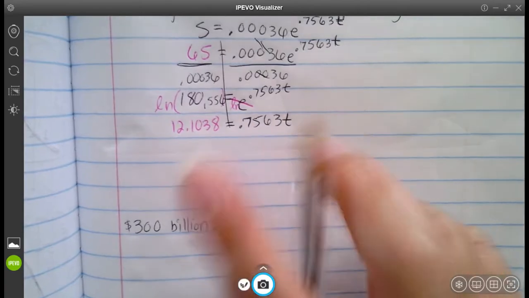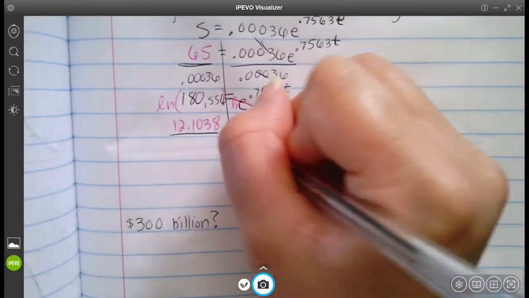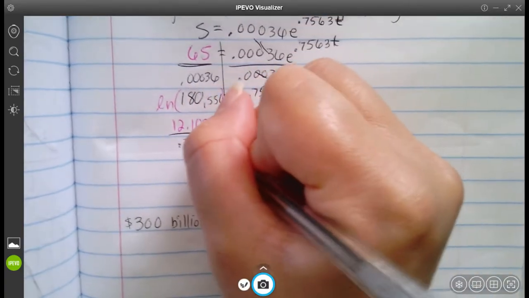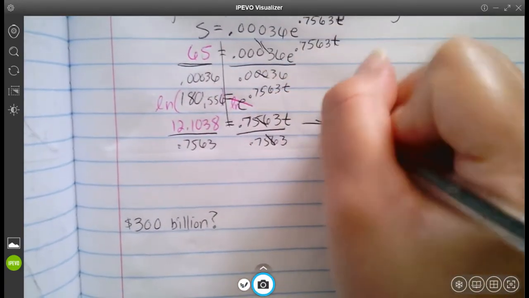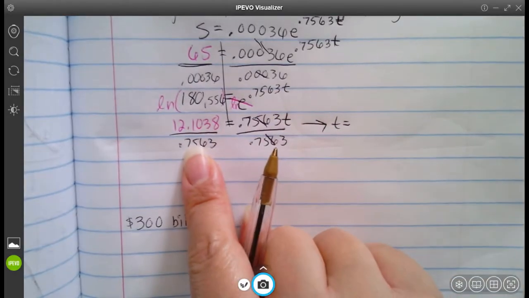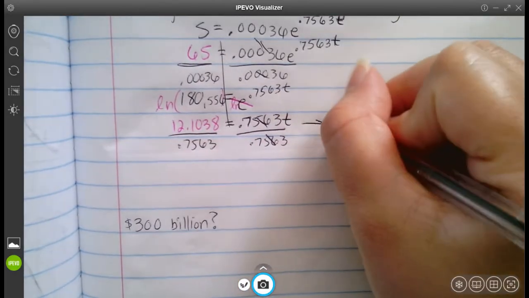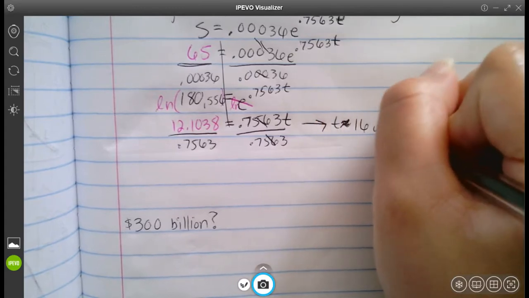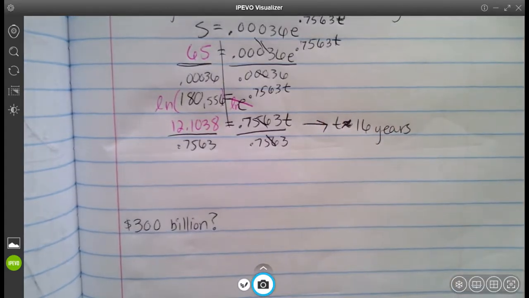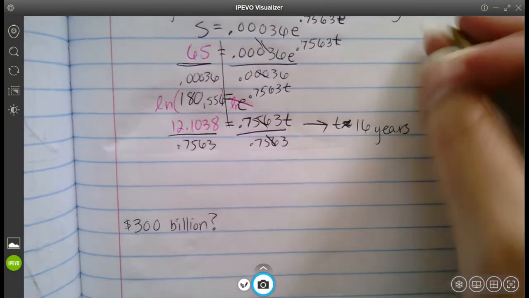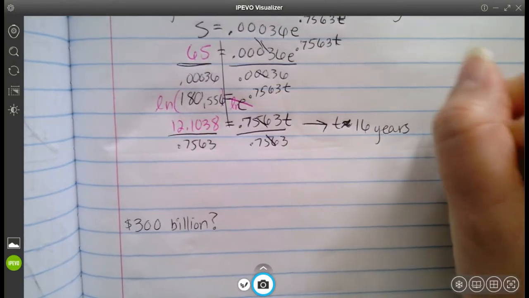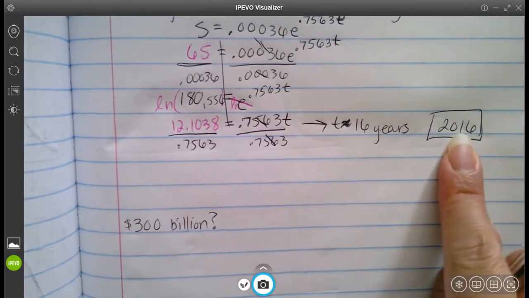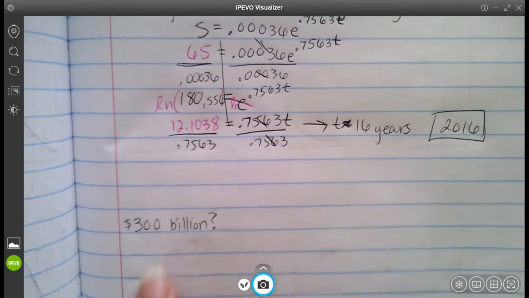Last step, we want to get the t by itself, so we're going to divide both sides by that 0.7563. And so my time is going to be about, we're going to round it. So it came out to about 16 years. Okay. So this means in the year 2016, it would be our answer. Because remember that this relates to the year 2000. And the same thing for this.